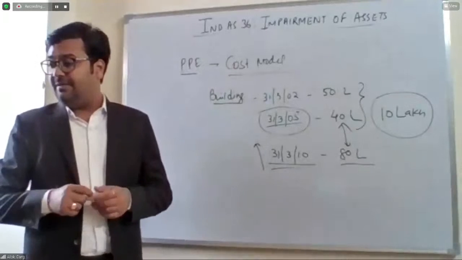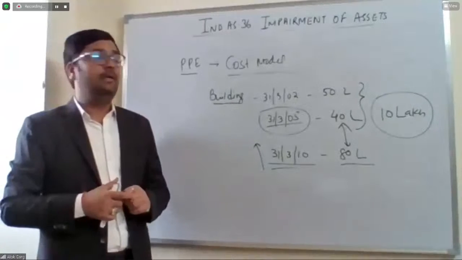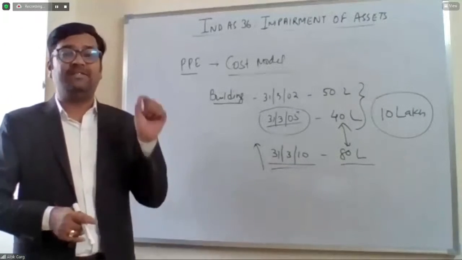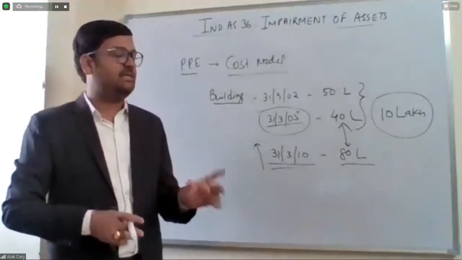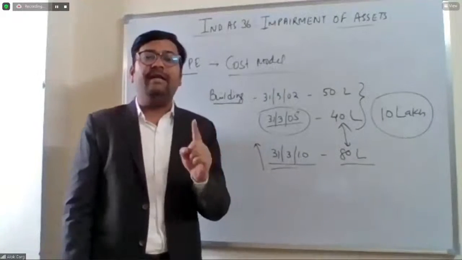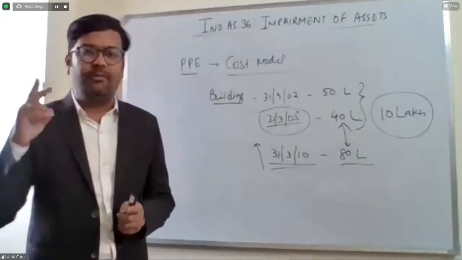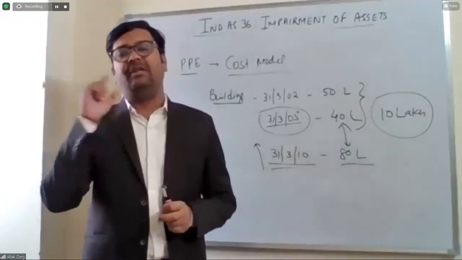What is your answer? Whether reversal of impairment loss is allowed, the answer is yes. To what extent, we'll discuss later on, but yes. If indicators are present, which indicator? You remember, we have discussed two indicators, internal indicator and external indicator.